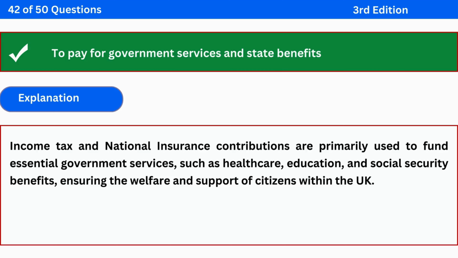The correct answer is to pay for government services and state benefits. Explanation: income tax and national insurance contributions are primarily used to fund essential government services, such as healthcare, education, and social security benefits, ensuring the welfare and support of citizens within the UK.